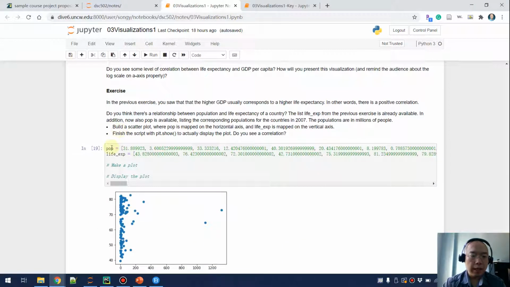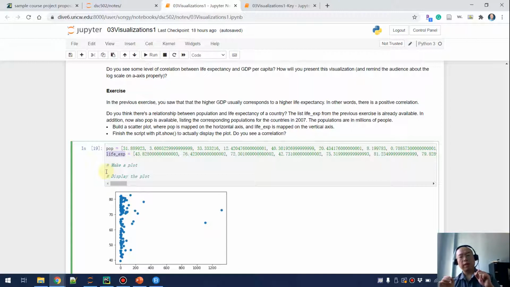Okay, let's see another one. Now we are trying to look at the population of the country versus the life expectancy. If you want to do a scatter plot again, my question is, are we going to see some correlation here? Even before you do this plot, think about that: the population of the country versus the life expectancy.